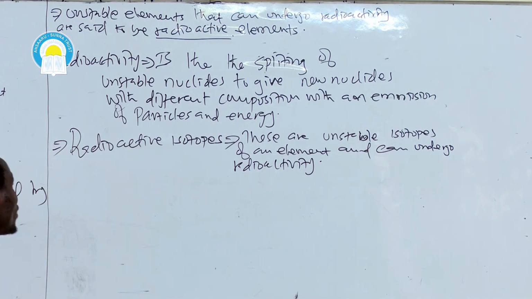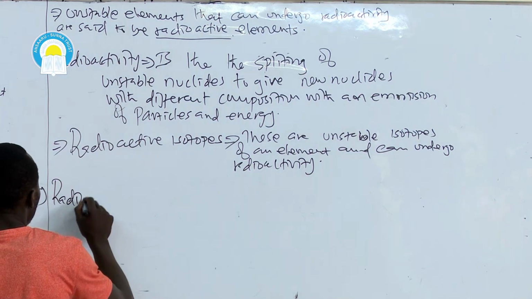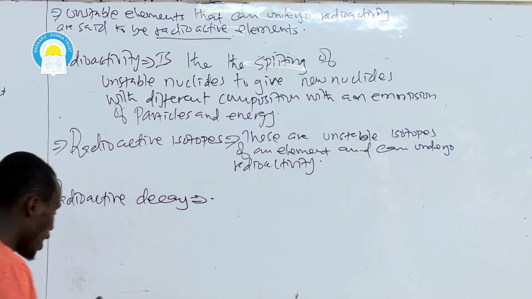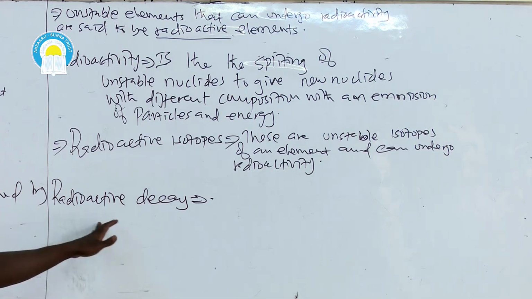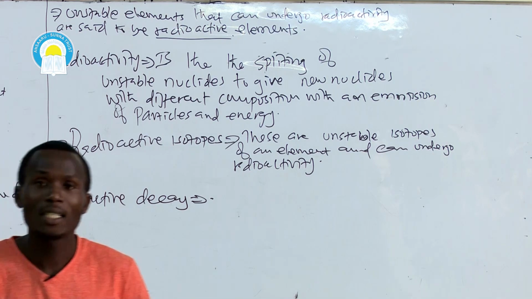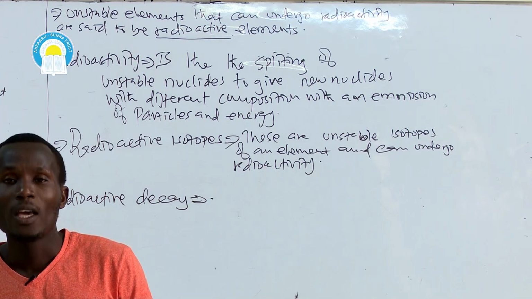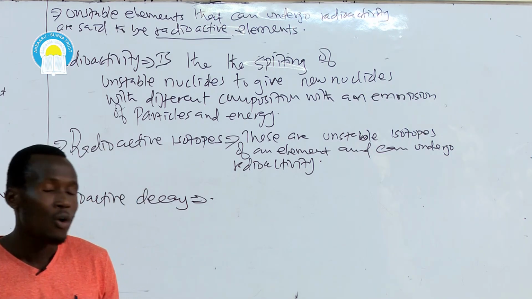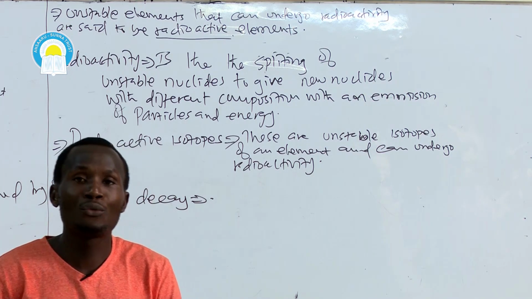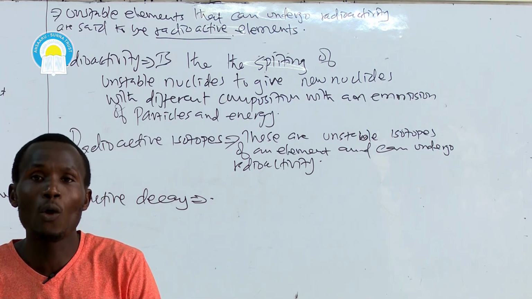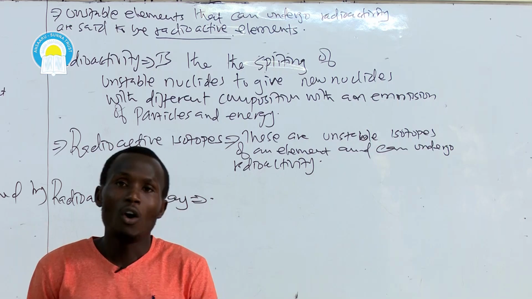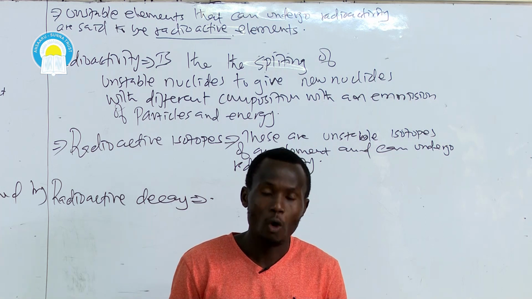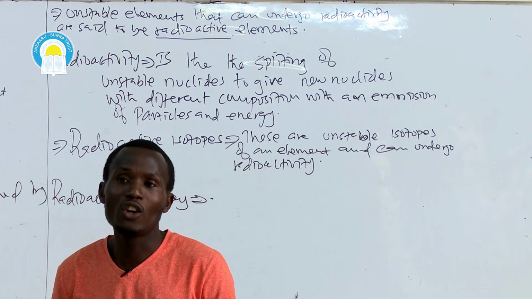Then we have radioactive decay. What do we mean by radioactive decay? We say that radioactive decay is the spontaneous disintegration of a radioactive element with an emission of nuclides with a different composition. Also, we have the particles being emitted and energy also being produced during radioactive decay.